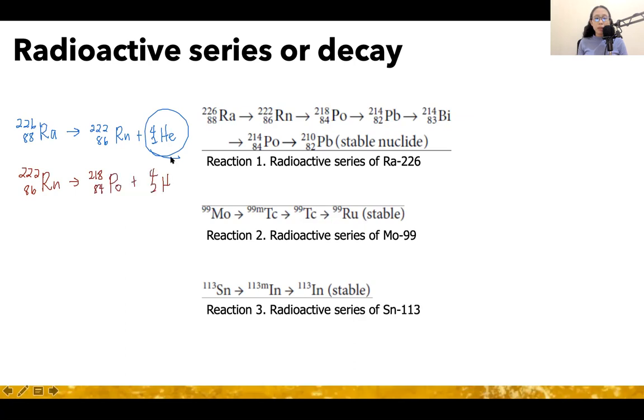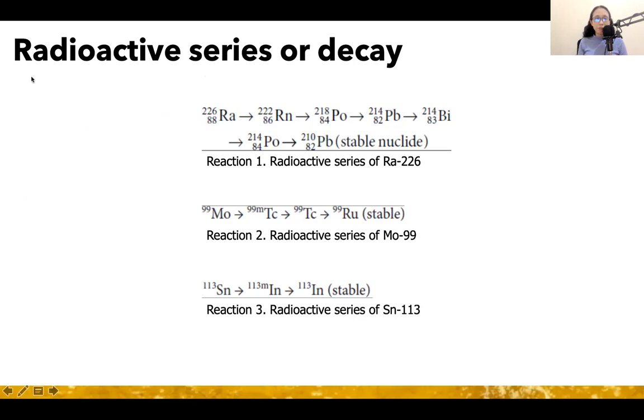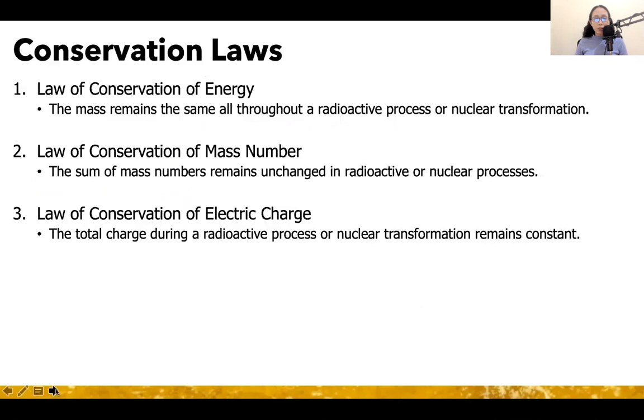So they are both alpha particles, but their kinetic energies will be different. But as long as you have radon 222 as the source of your alpha particles, you know that the kinetic energy of these alpha particles is 4.78 mega electron volts.